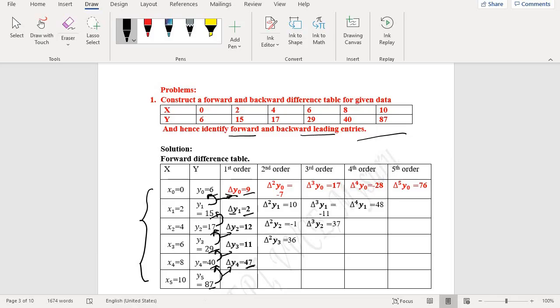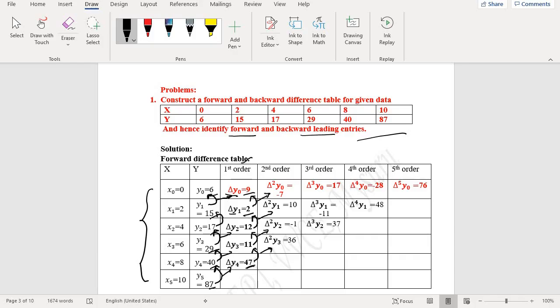Now using this we need to find the second order forward difference, that is denoted by delta square. So first one, delta square y0 is delta y1 minus delta y0. Delta y2 minus delta y1 gives delta square y1. Similar to that, delta y3 minus delta y2 gives delta square y2. And delta y4 minus delta y3 gives delta square y3. So this completes the second order forward difference.